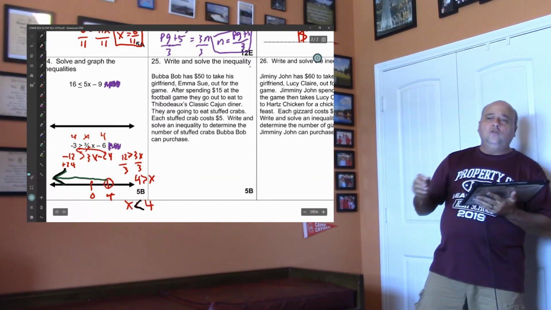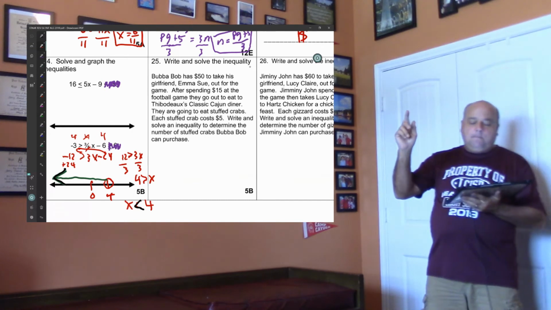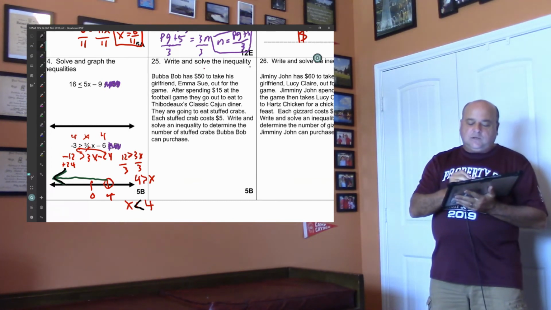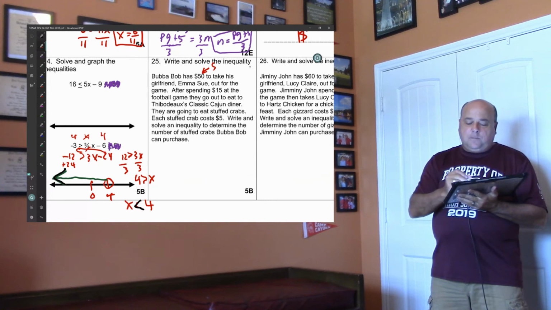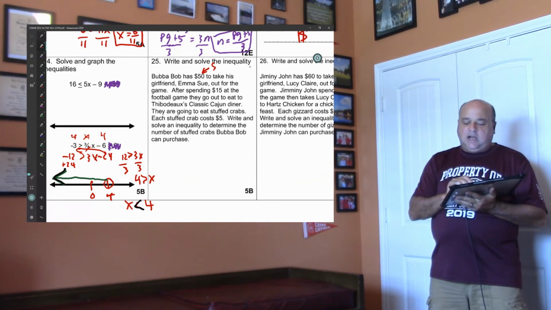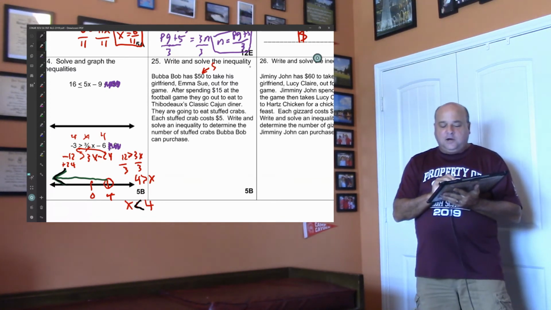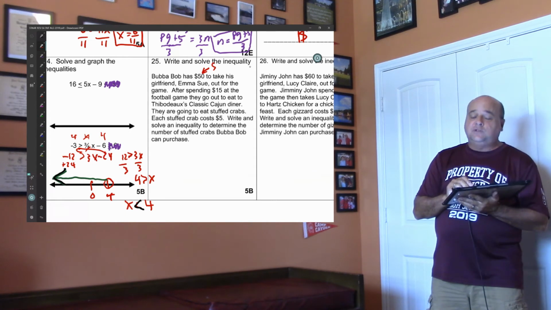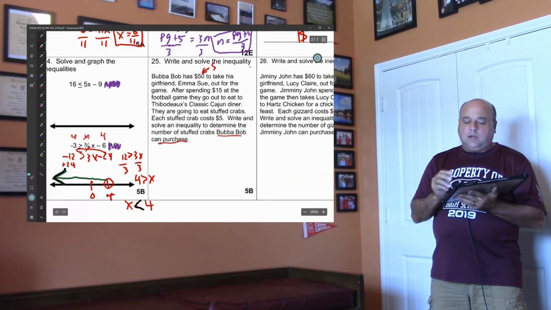Then let's go to number 25. These are going to get cool. You can read about Bubba Bob and Jiminy John, Emma Sue, and Lucy Claire. Bubba Bob has 50 bucks, so that's going to be our starting number. After spending 15 to go to the football game, they go out to eat at Thibodeau's Classic Cajun Dinner. That's a good place to eat. They're going to eat stuffed crabs. I love stuffed crabs. Each stuffed crab costs $5. Write and solve an inequality to determine the number of stuffed crabs Bubba Bob can purchase, okay?